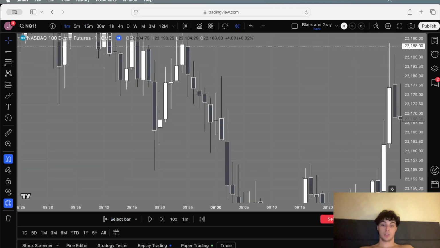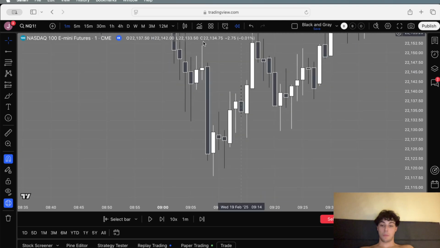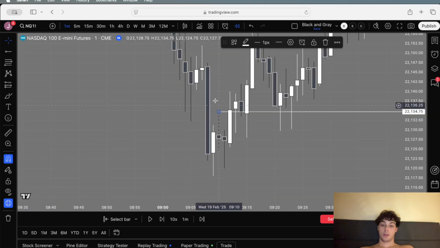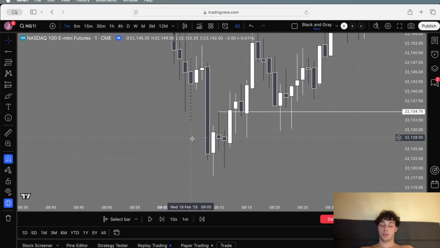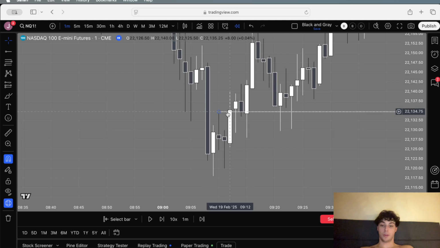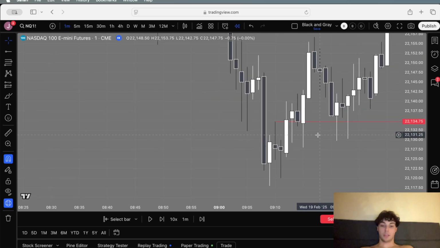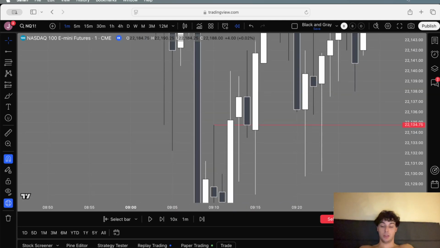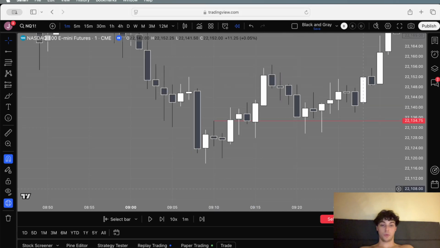What happens right here? The 1 minute, up candle, down candle. What do we get right here? Price breaks above it right here. What are we going to do?